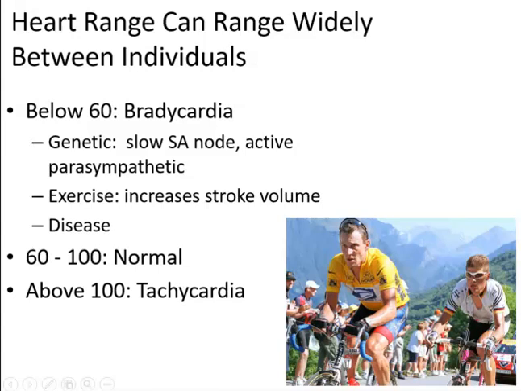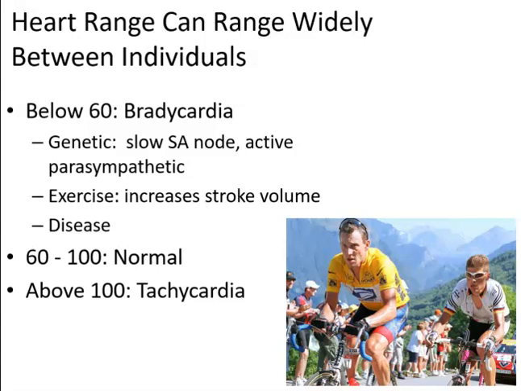Heart rate can range widely between individuals. A heart rate below 60 beats per minute is called bradycardia. Bradycardia can be due to a number of reasons. It can be genetic. For example, you could just have a slow SA node. Or you can have an active parasympathetic nervous system. You know that the parasympathetic nervous system is responsible for our rest and digest functions of the body. Exercise can increase stroke volume, and we'll talk about stroke volume and cardiac output and how it relates to heart rates. Also, disease, any pathological conditions can cause bradycardia.